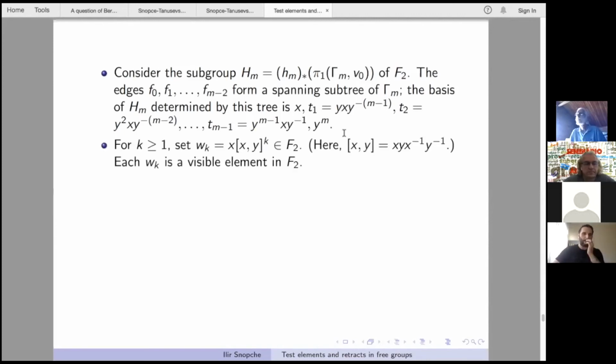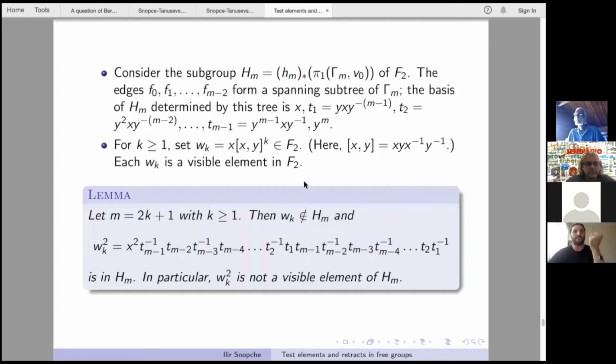But now, for k greater or equal to 1, set Wk to be this element here, X, Xy to the k, which belongs to F2. Each Wk is a visible element in F2. Why? We already discussed this, if you recall the exercise from the Magnus book. We know that the subgroup generated by this element is a retract. So that's why this is a visible element in F2.